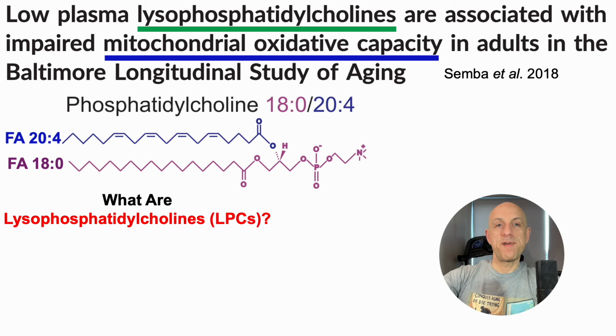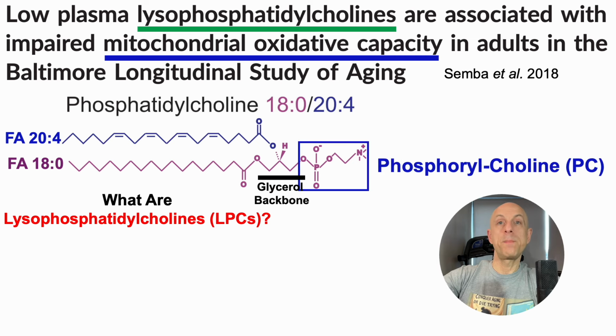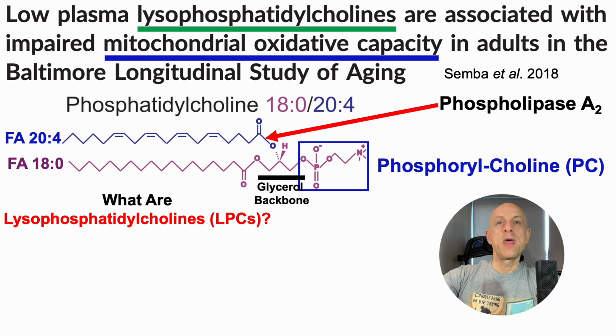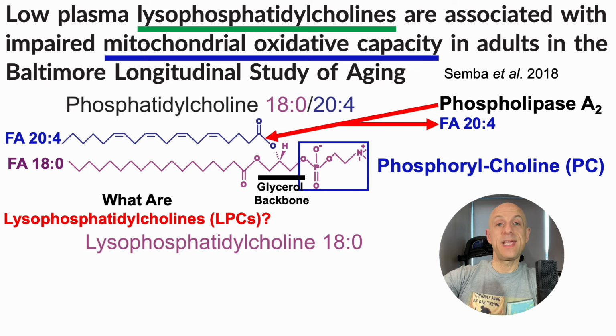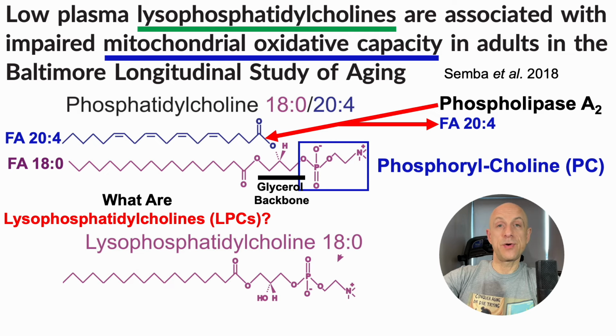acid. So for this phosphatidylcholine, those 2 fatty acids are connected to a glycerol backbone, which is also connected to phosphorylcholine, or PC. You can see that phosphate group PO4 connected to choline to the right of that. Now, that doesn't answer our question, though. What are LPCs? Well, under pro-inflammatory conditions, proteins such as phospholipase A2 or PLA2 cleave off one of these fatty acids, thereby leading to, in this case, free levels of fatty acid 20:4 or arachidonic acid in blood, thereby leaving behind lysophosphatidylcholine 18:0 as shown here.